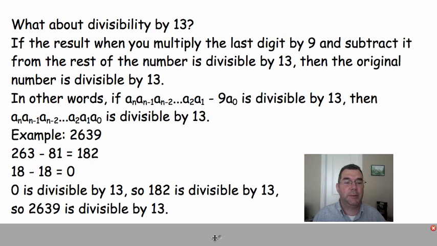So a couple of new divisibility rules to add to your collection. We'll use these to show more general, more complicated examples in class tomorrow. So if you have any questions, let me know, and I will see you tomorrow.